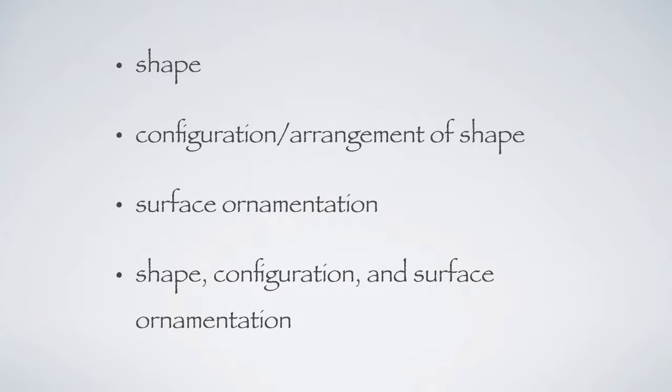So if something has a specific shape and that shape is associated with a specific manufacturer, that can be covered by a design patent. If something has a specific arrangement of shapes or configuration, that is covered by a design patent. Surface ornamentation, surface design, things that make it pretty or attractive or stand out, again, covered by a design patent. And a combination of these things is also covered by a design patent.